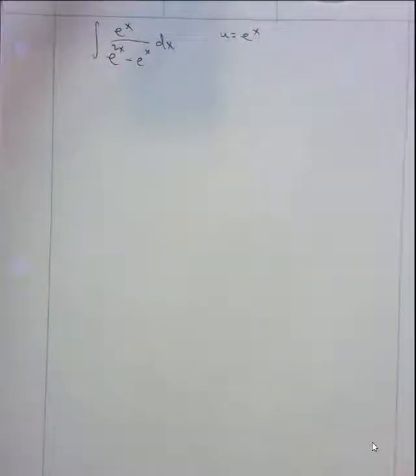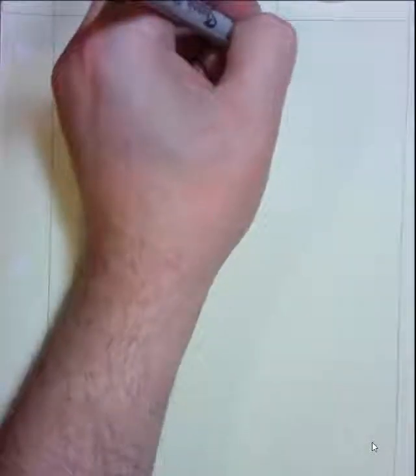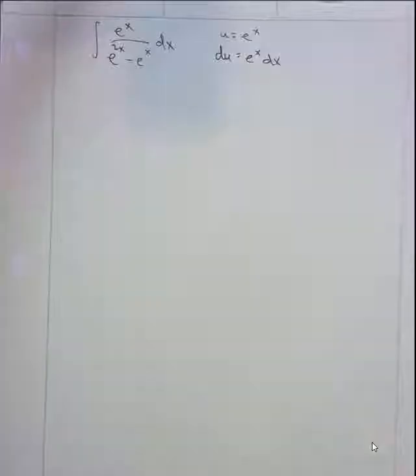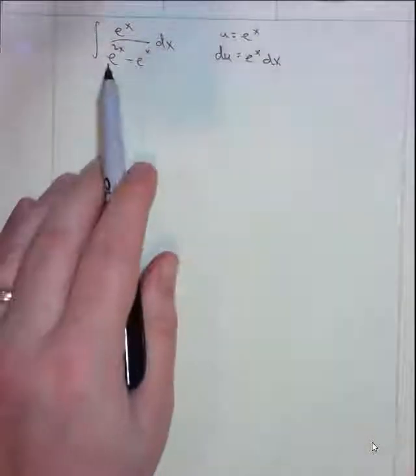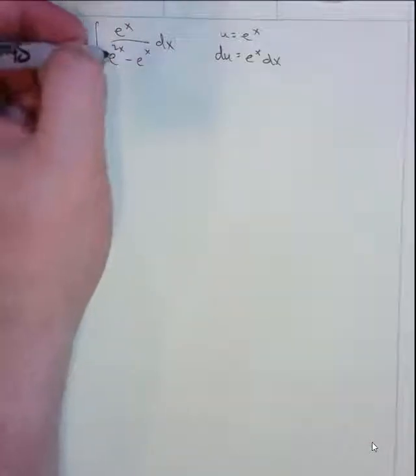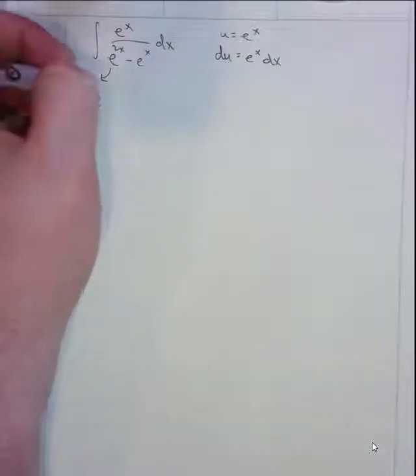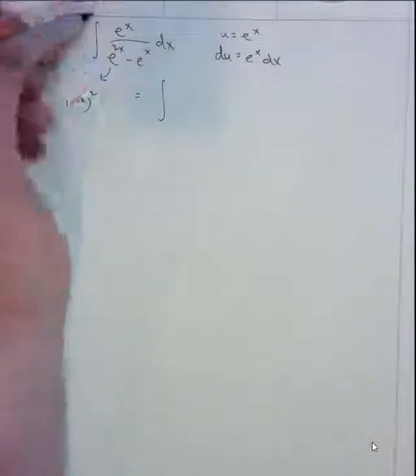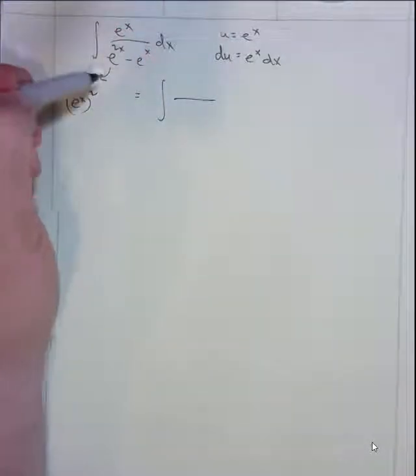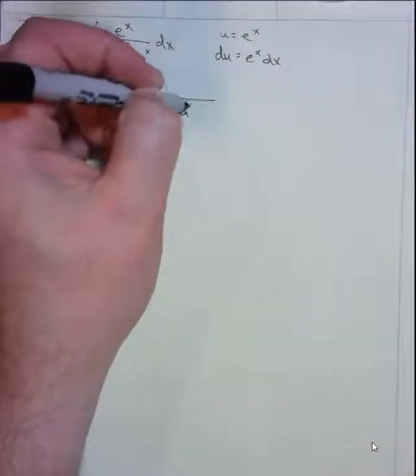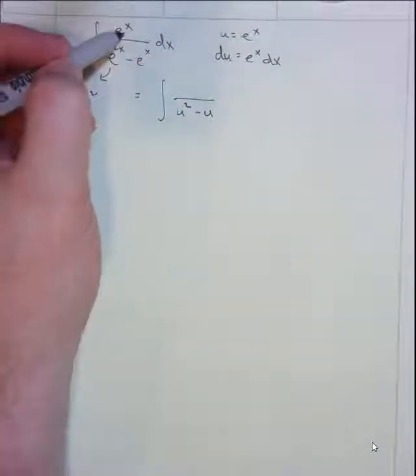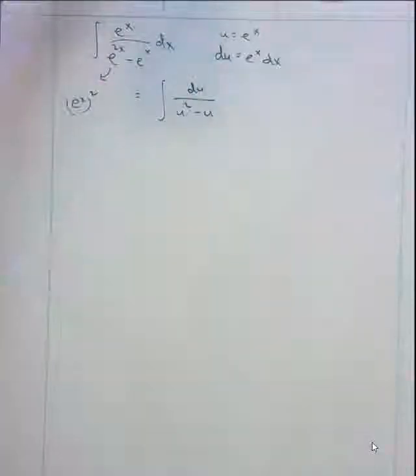For example, if I make the substitution u equals e to the x, du needs to be e to the x dx. And hey, look, I've got that up in the numerator. This e to the 2x happens to be e to the x squared, right? And so I can reconstruct this integral with my substitution. Here's a u squared minus u, and then e to the x dx is all du. There, that looks a little bit better.